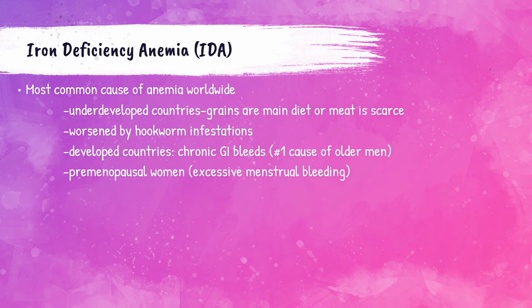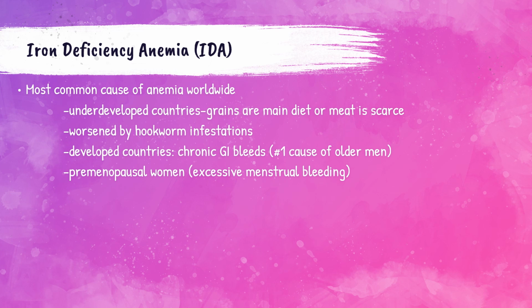Iron deficiency anemia, or IDA, is the first type of anemia that I will be discussing in this anemia lecture. A deficiency of iron is actually the most common nutritional deficiency in the world. In underdeveloped countries, IDA develops because meat is scarce. If grain is the main dietary source, it's common for IDA to develop.